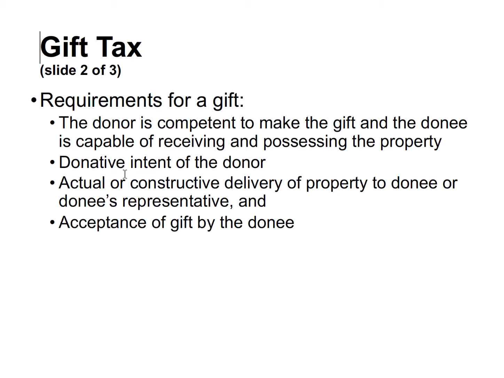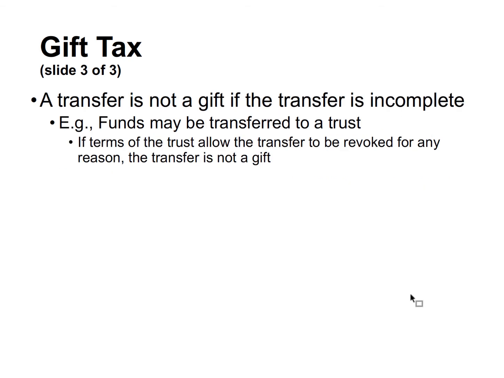So there have to be of sound mind, body, all that stuff you might have heard. And the donee is capable of receiving and possessing the property. There's donative intent of the donor, so there's actual intent to donate, to gift. There's actual or constructive delivery of property to the donee or donee's representative, and there's acceptance of the gift by the donee. Those are all important elements that must be met for a gift to actually have occurred.